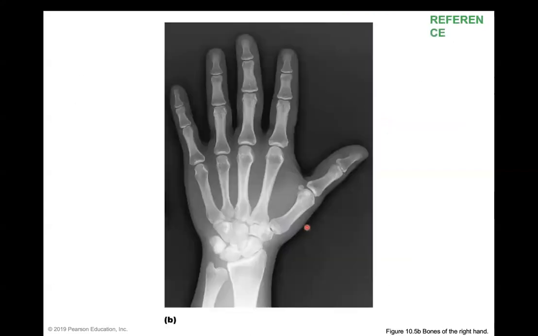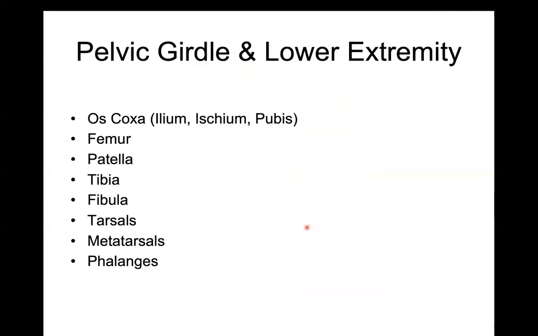And then this is just an x-ray of the hand where you can see all the individual bones. So next we'll go over the pelvic girdle and the lower extremity. So we have the os coxa or the pelvis bone, and that's made up of 3 parts: the ilium, the ischium, and the pubis. We have the femur, the patella, the tibia, the fibula, the tarsals, the metatarsals, and finally the phalanges.